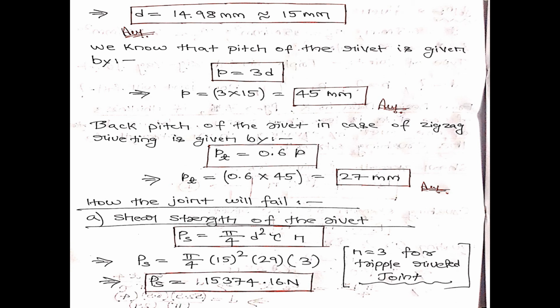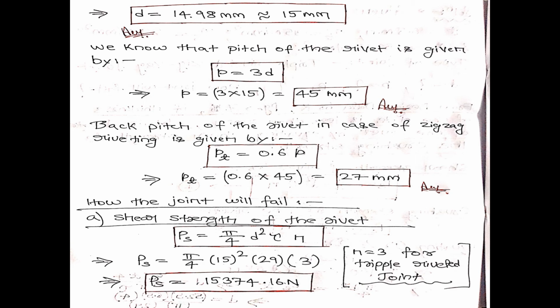नेक्स्ट पार्ट ऑफ द प्रॉब्लम इज हाउ द जॉइंट विल फेल. जॉइंट कैसे फेल करेगा? जॉइंट फेल तभी करेगा जब आप shear स्ट्रेंथ का वैल्यू निकालोगे, कंप्रेसिव स्ट्रेंथ का वैल्यू निकालोगे और टेंसाइल स्ट्रेंथ का वैल्यू निकालोगे. फिर आप कंपेयर करोगे कि कौन सा ग्रेटर और कौन सा स्मॉलर है. अकॉर्डिंगली योर जॉइंट विल फेल. सो लेट अस फाइंड आउट PS, PC and PT first.